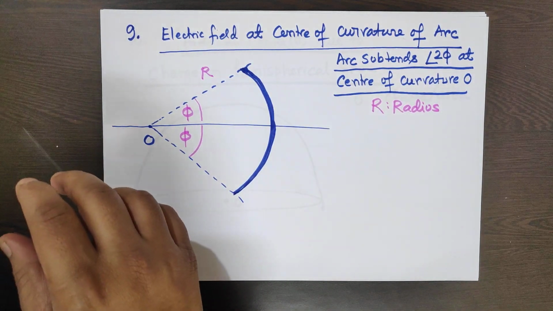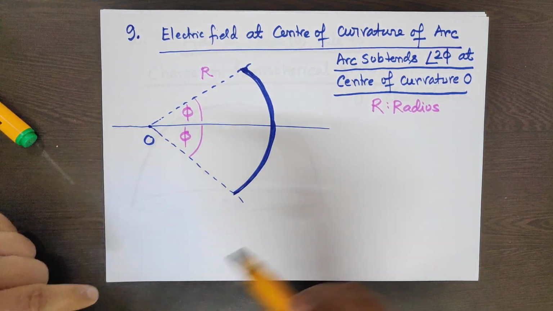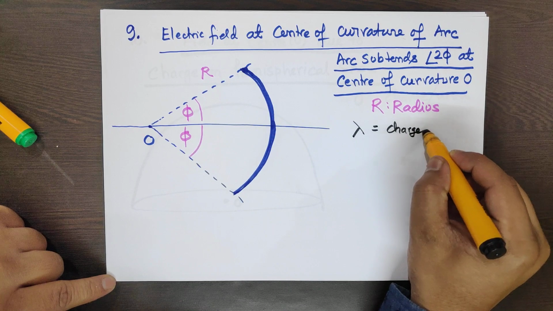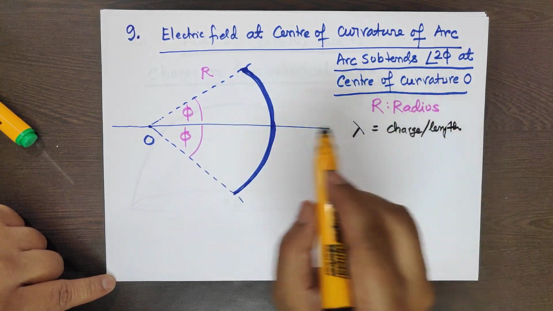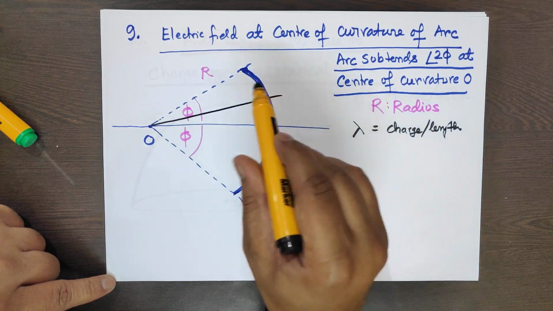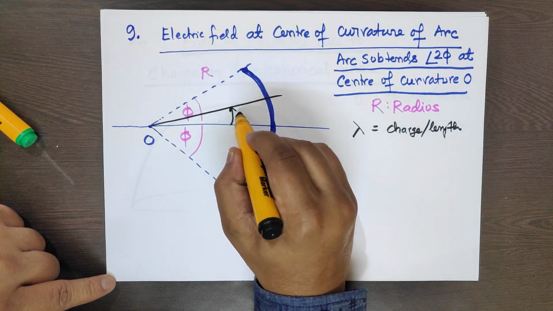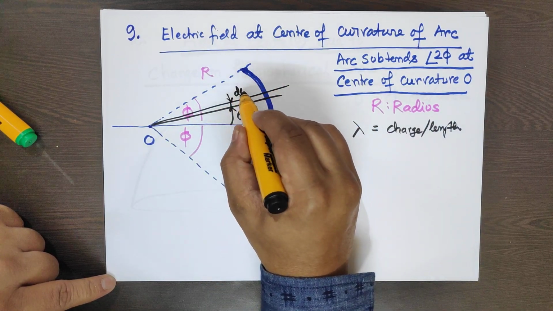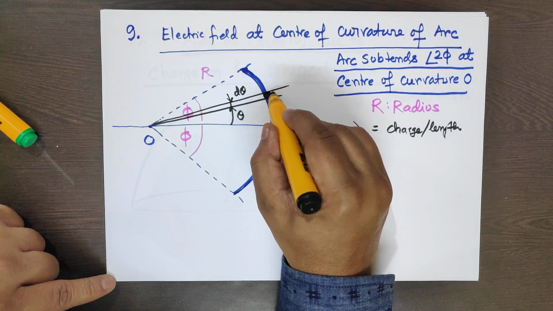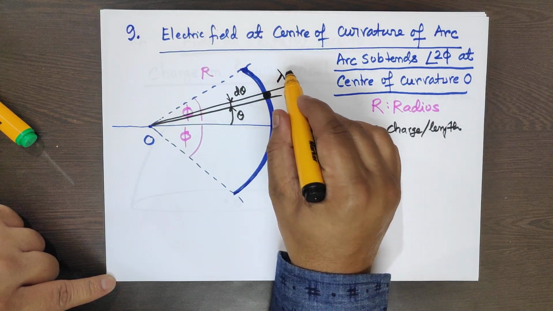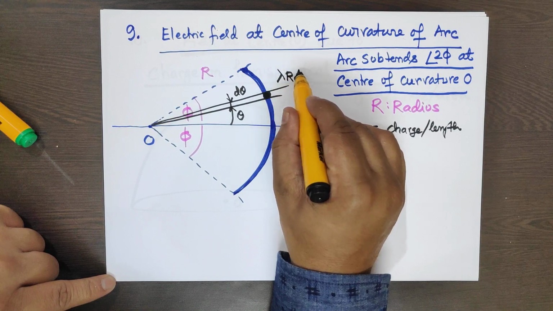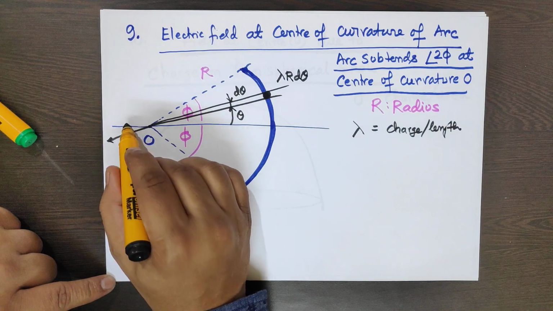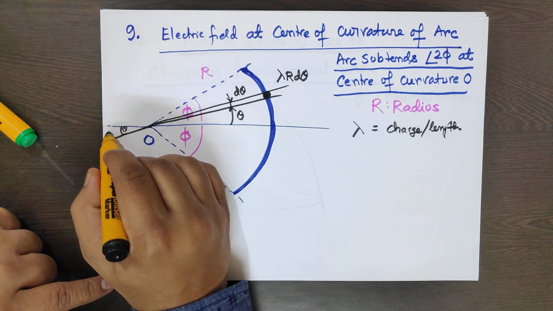One more thing is given, it has linear charge density lambda. So, lambda is charge divided by length. Now, let us choose a small length. So, small length we can choose like this, theta, and a small angle d theta with it. So, this length is r d theta. So, this much charge is lambda r d theta, and the field makes angle theta.